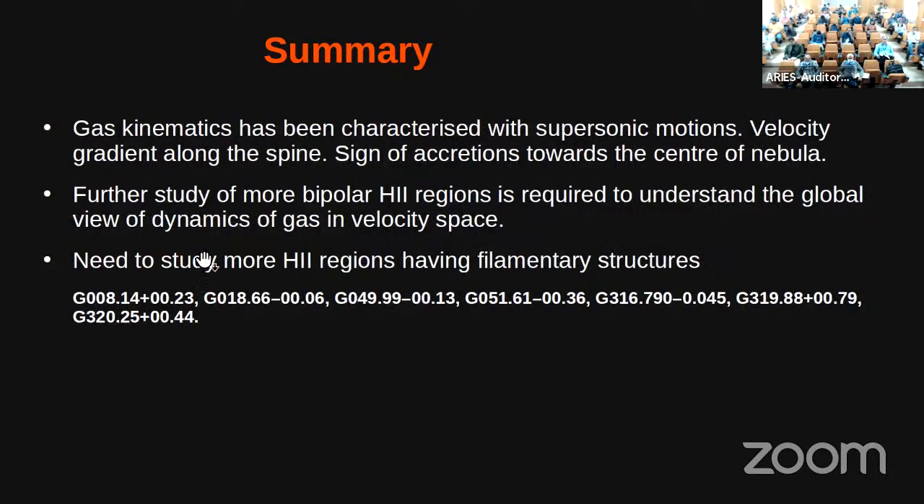And there is a requirement for further study of these bipolar regions. This work is still going on, and I am looking at all these filamentary structures towards these bipolar nebulae. Thank you.